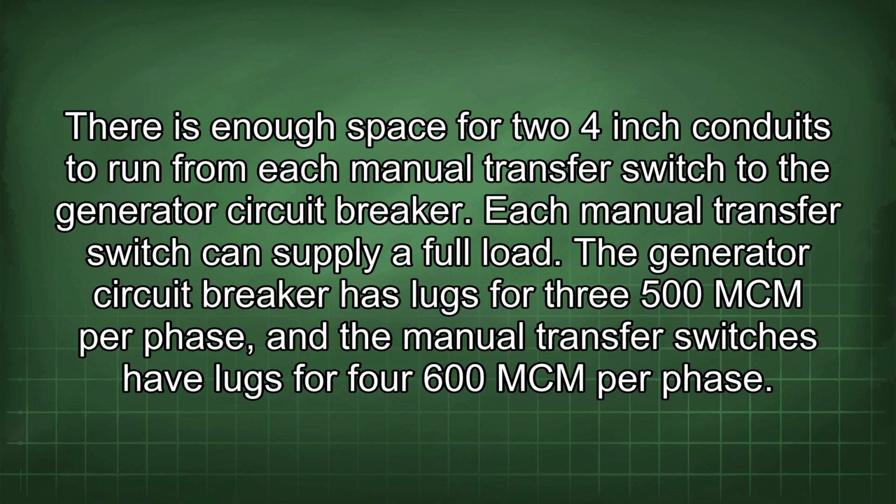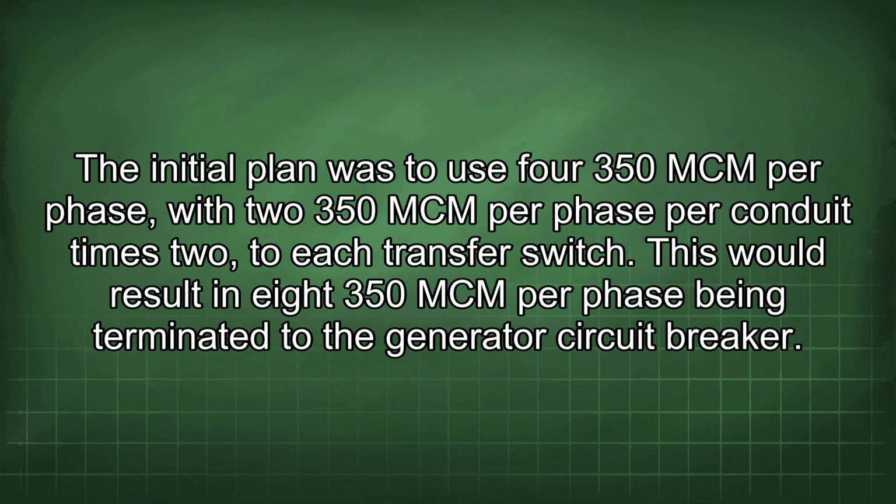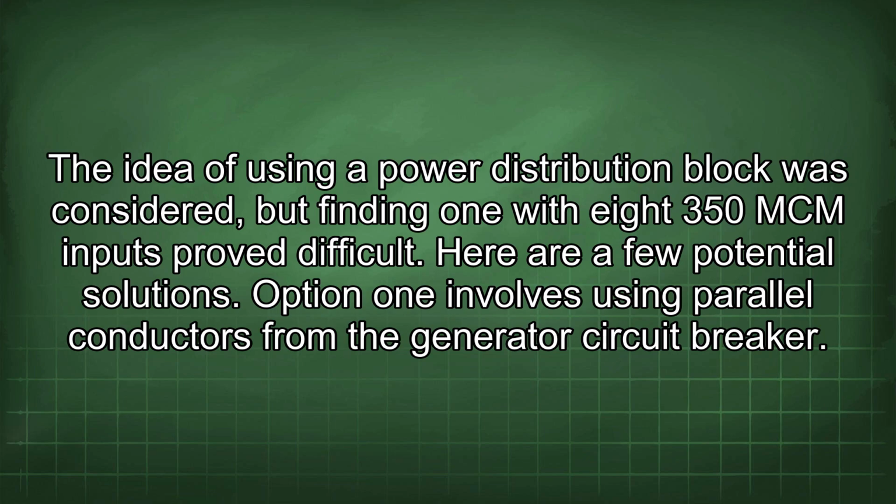The generator circuit breaker has lugs for three 500 MCM per phase, and the manual transfer switches have lugs for four 600 MCM per phase. The initial plan was to use four 350 MCM per phase, with two 350 MCM per phase per conduit times 2 to each transfer switch. This would result in 8 350 MCM per phase being terminated to the generator circuit breaker. The idea of using a power distribution block was considered, but finding one with 8 350 MCM inputs proved difficult.